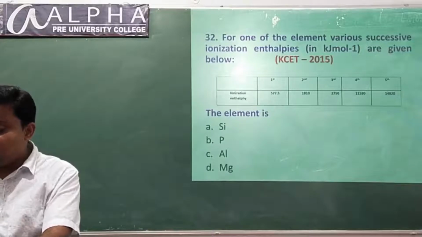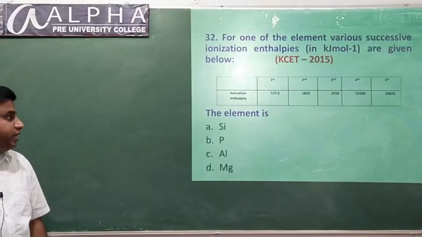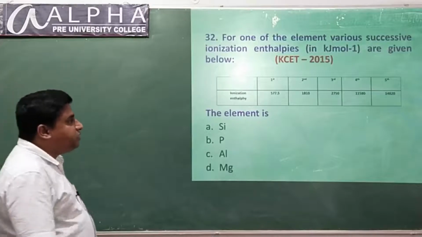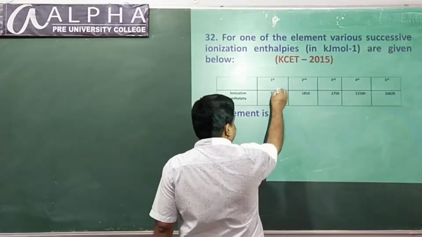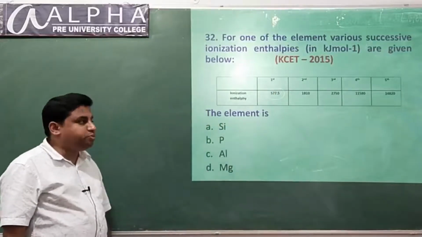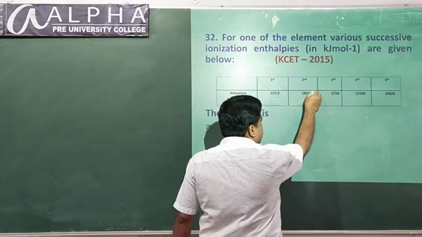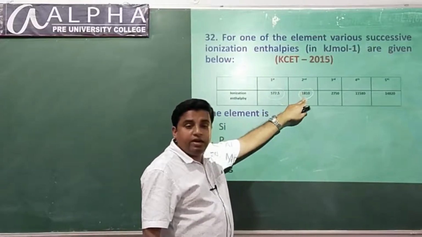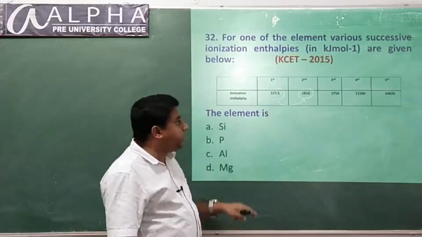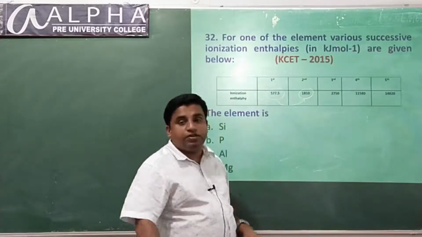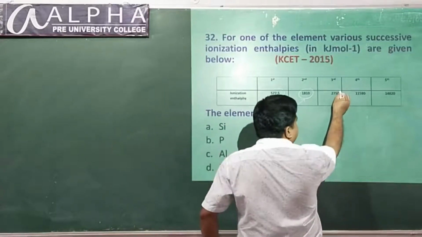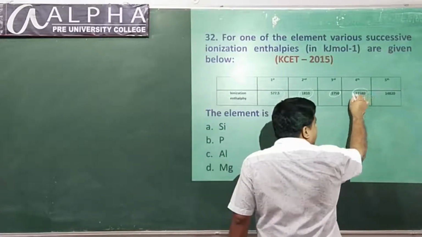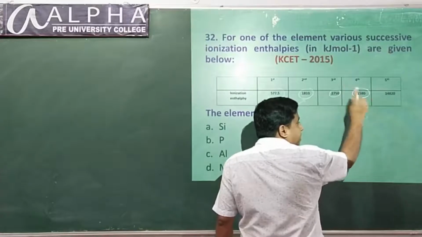Is it silicon, phosphorus, aluminium or magnesium? Let us write the electronic configuration for them. Observe these ionization enthalpies. First ionization enthalpy is just 577.5 kilojoules per mole, whereas second ionization enthalpy is 1810, almost 3 times the first. But the third ionization enthalpy has not increased so much. Look at the fourth ionization enthalpy. It is very much higher than what?